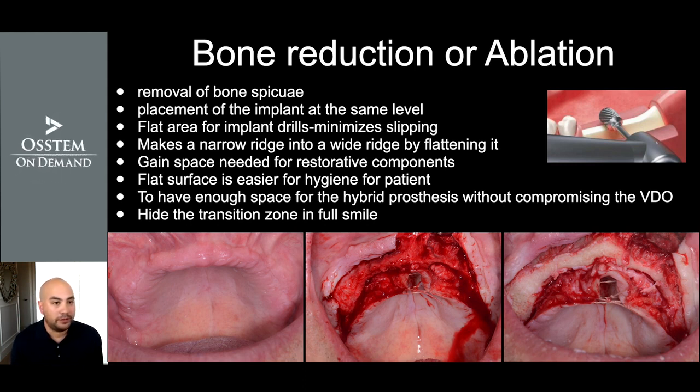A flat surface is also easier for the patient for maintenance. We can also gain enough space for the hybrid prosthesis without compromising the vertical dimension. And we can also hide the transition line in a full smile.